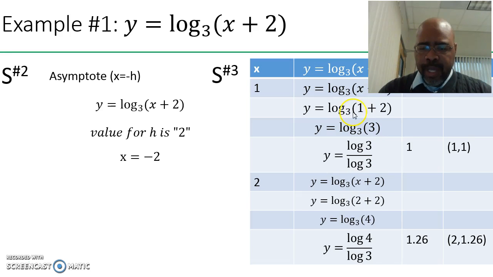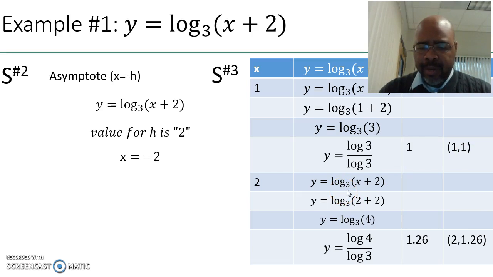And so now we have 1 plus 2 gave me 3. So we have log of the big number divided by log of the small number, log of 3 divided by log of 3, which is 1. So my third point is (1, 1). I mean, I have 3 points already, but I'm going to go ahead and do a fourth right here.